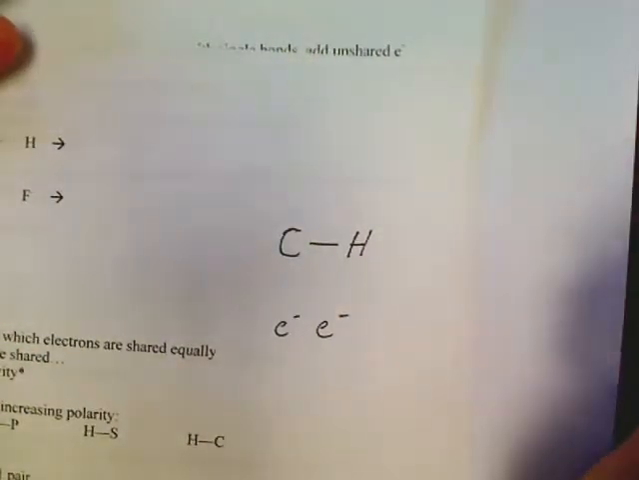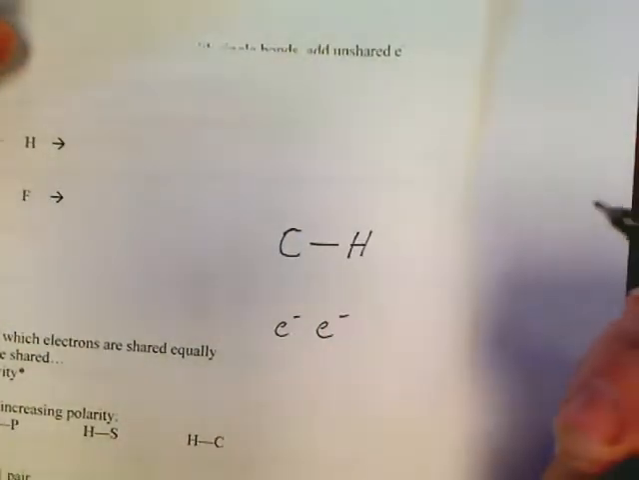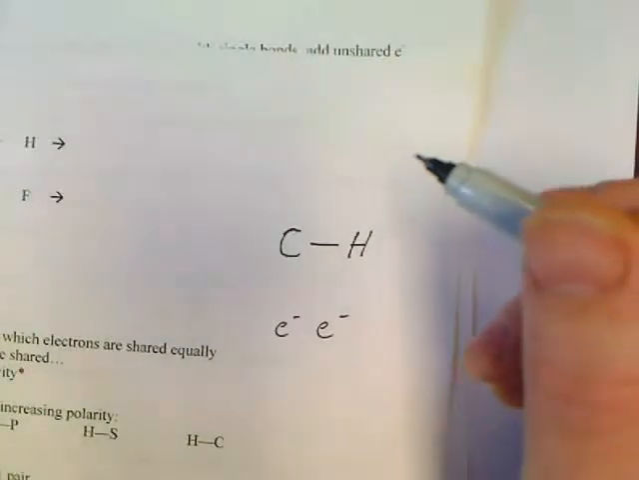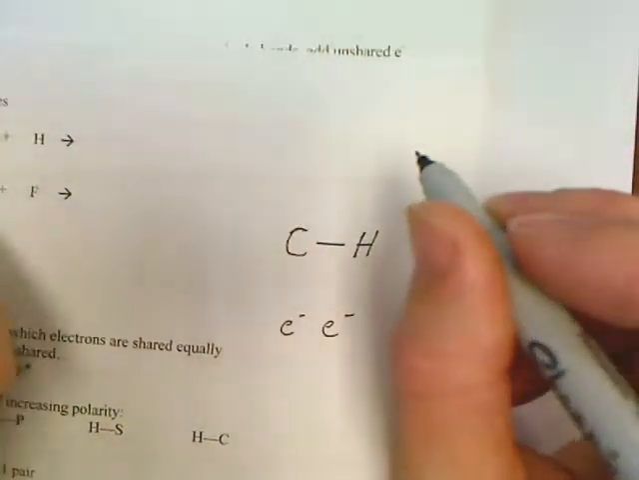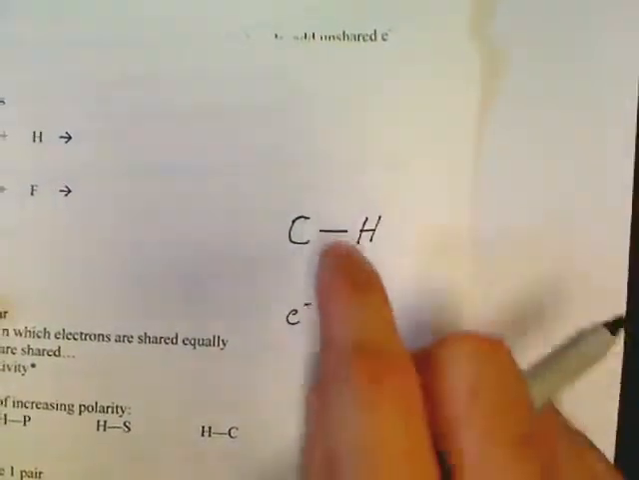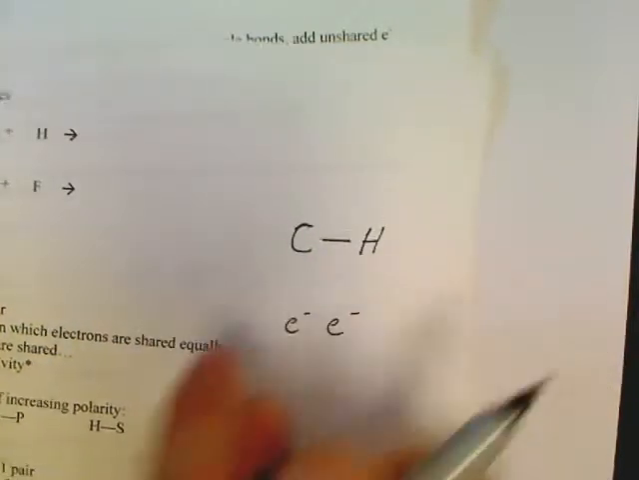Now, the big thing I need you to remember is that most of the atoms on the periodic table need 8 valence electrons. Most of them need 8 valence electrons.